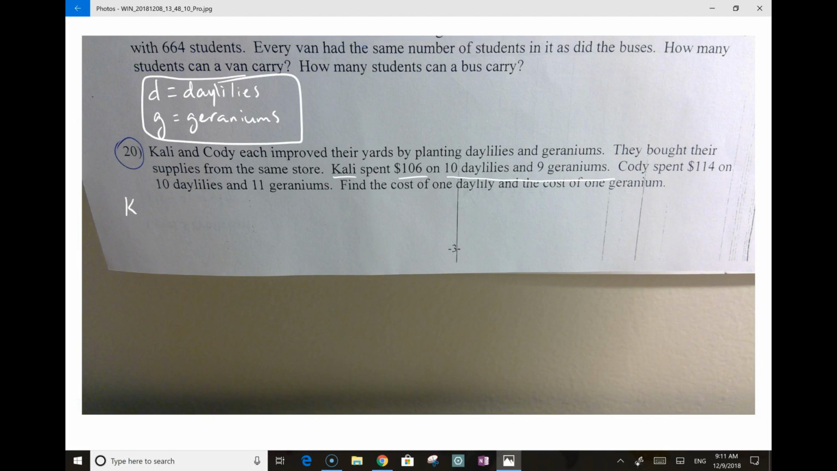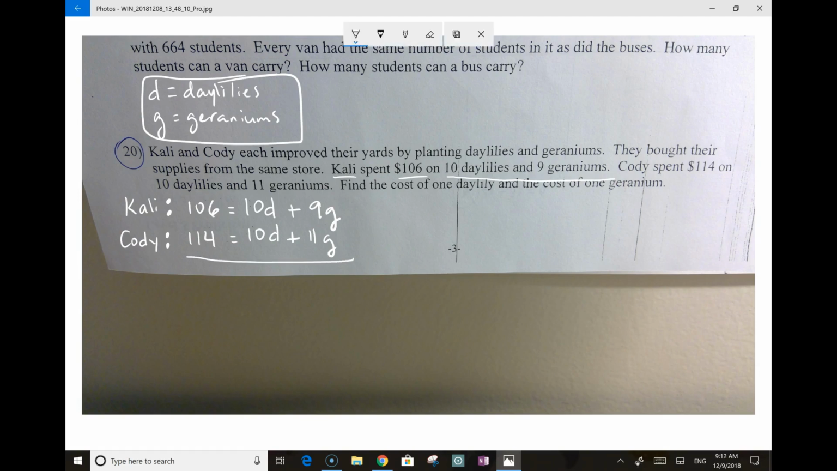So for Kaylee, hopefully I'm saying that name correctly. For Kaylee, she spent $106. So $106 was spent on 10 of these and 9 of these. Okay? But Cody, on the other hand, he spent $114. And the way that happened was he bought 10 daylilies and 11 geraniums. So you can see the two equations that we have going on over here.